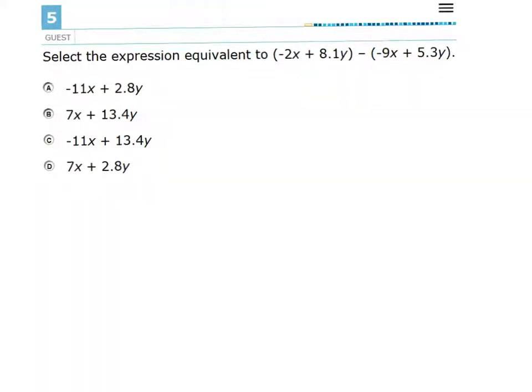For question number 5, select the expression equivalent to negative 2x plus 8.1y in parentheses minus negative 9x plus 5.3y in parentheses. So make sure you check all possible solutions.